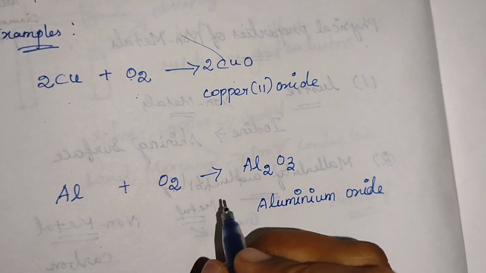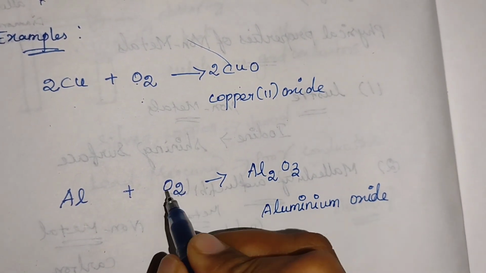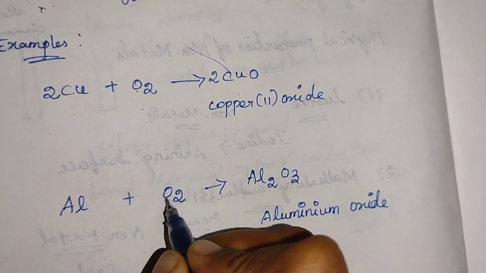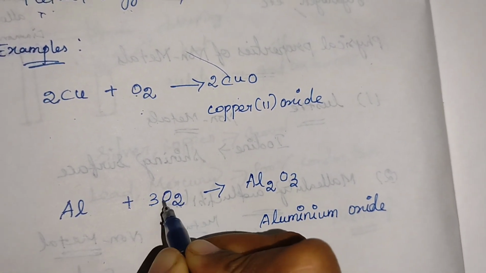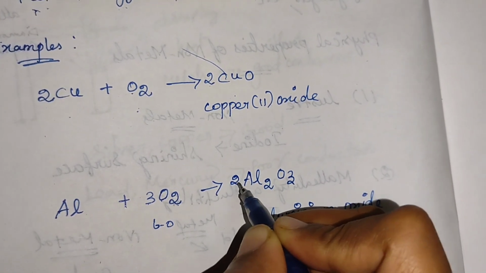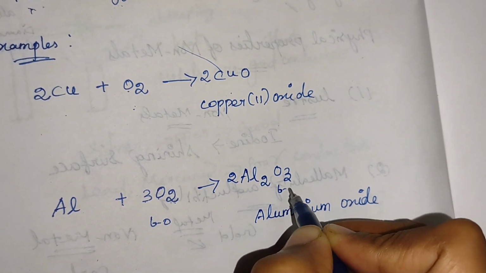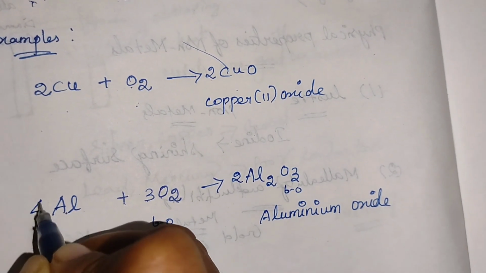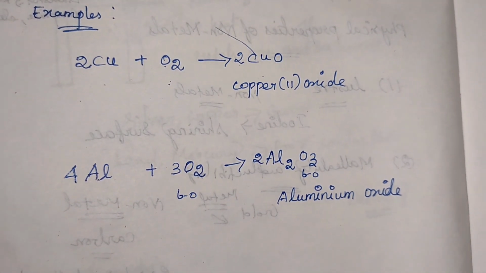Now, see, balance this equation. Here 2 oxygen, but here 3 oxygen. So I have to compensate. So I am writing here 3. Now 3 2s are 6 oxygen. So totally here 3, so I am writing here 2. So totally 2 3s are 6 oxygen, and 2 2s are 4 aluminium. Here I have to write 4. Now this is a balanced chemical equation.